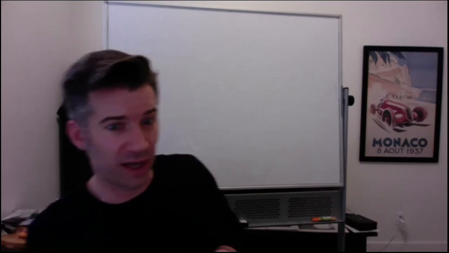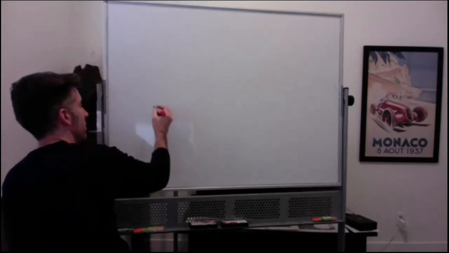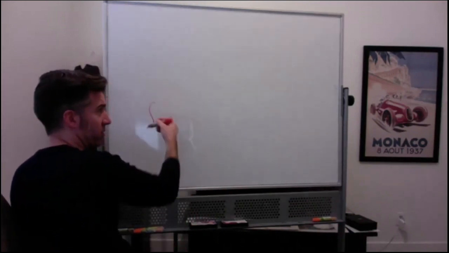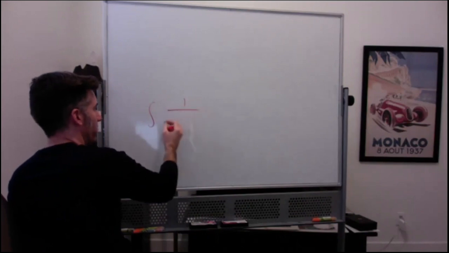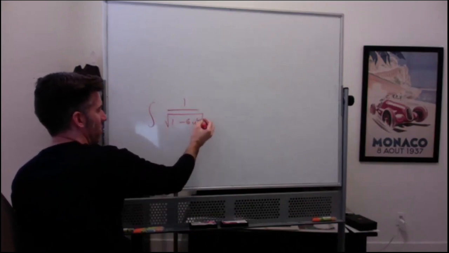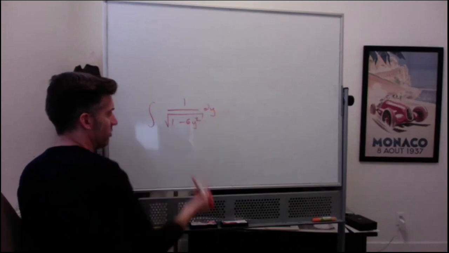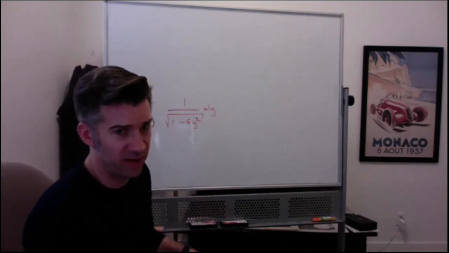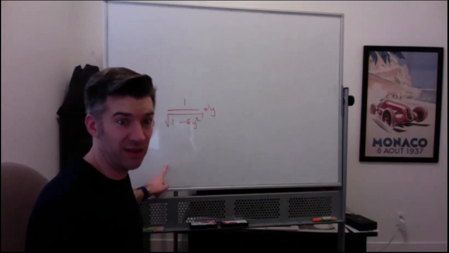I was helping someone with a problem earlier today in office hours, and we got to the place where we were having to integrate, I don't know what the limits of integration were, 1 over the square root of 1 minus 6y squared, I think, dy. It might have been with x's, I don't remember. But then we have to recognize, oh, this is an arc sine kind of thing, right?